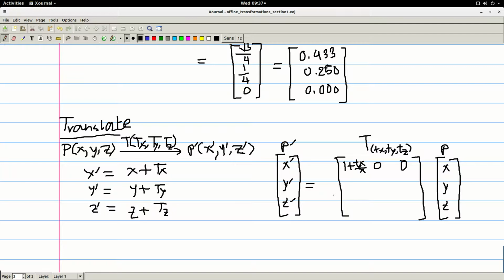Alright, it serves the purpose, as far as this point, that you get this x prime equal to x plus tx. This is fine, and that's exactly what we needed, right? So for y prime, you can imagine that we would put in 0, 1 plus ty by y, and finally 0 for the third entry, and then we'd have 0, 0, 1 plus tz by z, okay?